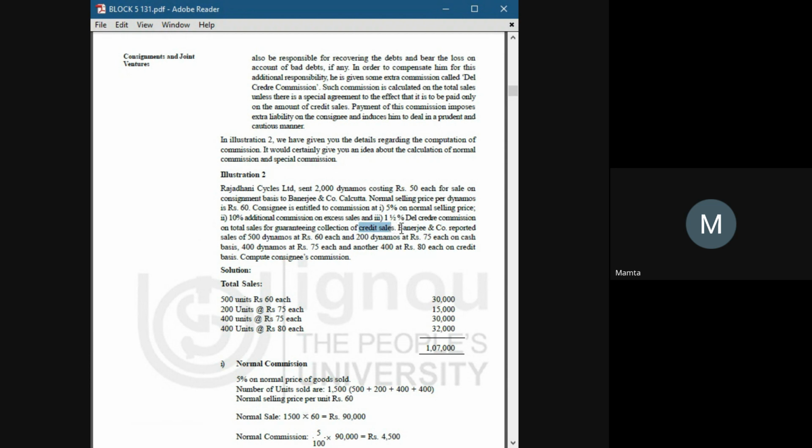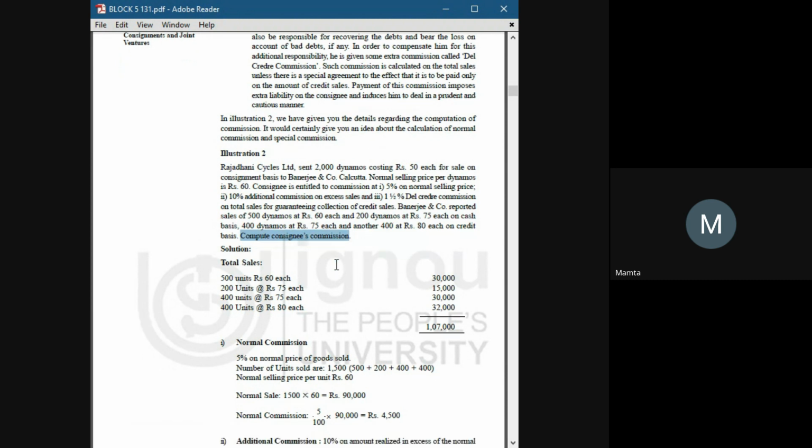Banerjee and Company reported sales of 500 dynamos at rupees 60, which was settled by the consigner only; 200 dynamos at rupees 75, which will entitle two types of commission, including the 10% additional commission on excess sales; and 400 dynamos at rupees 75 each, and another 400 at rupees 80 each on credit basis. Compute the consignee's commission. Let's solve this.